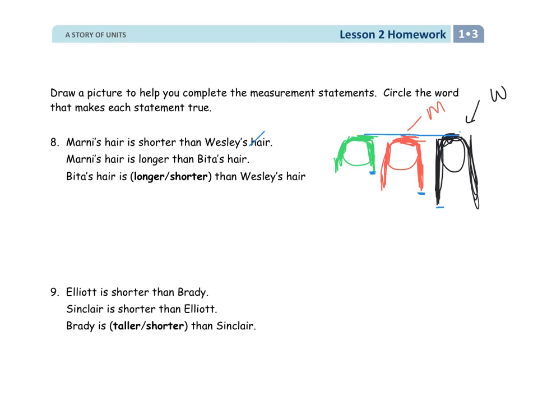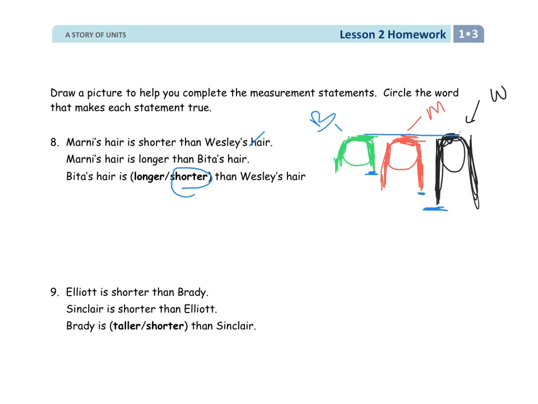So now we've got to compare Beta's hair to Wesley's hair. And just based on the picture, I can see Beta's hair is shorter because here's Beta and here's Wesley. So Beta's hair is shorter than Wesley's hair. And probably the better way to look at this is you could just get away with drawing lines. So I'll show you real quickly how to just draw lines for this one.